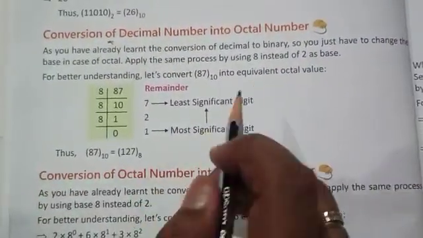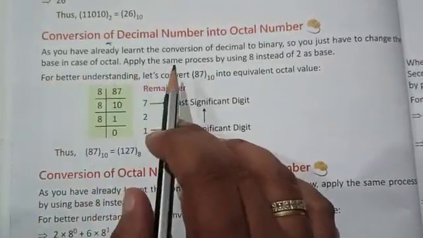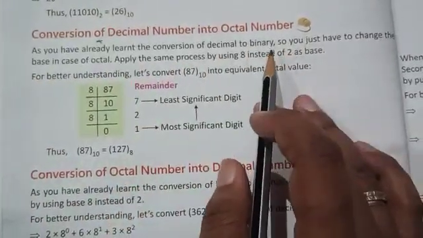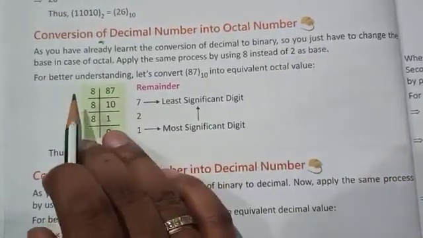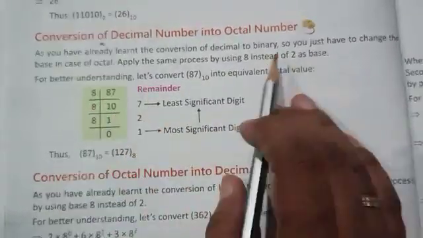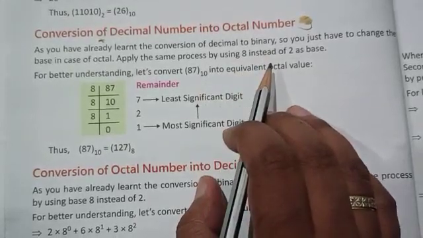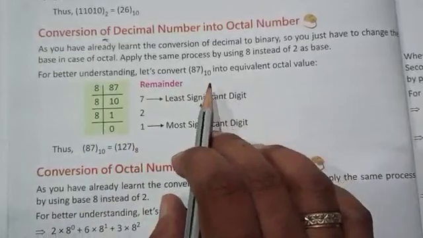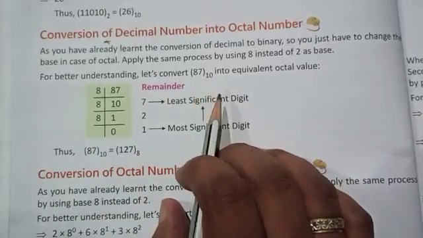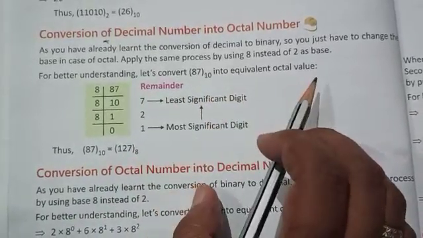Now conversion of decimal number into octal number. As you have already learned the conversion of decimal to binary, you just have to change the base in case of octal. Apply the same process by using 8 instead of 2 as the base. For better understanding, let's convert 87 in decimal into equivalent octal value.